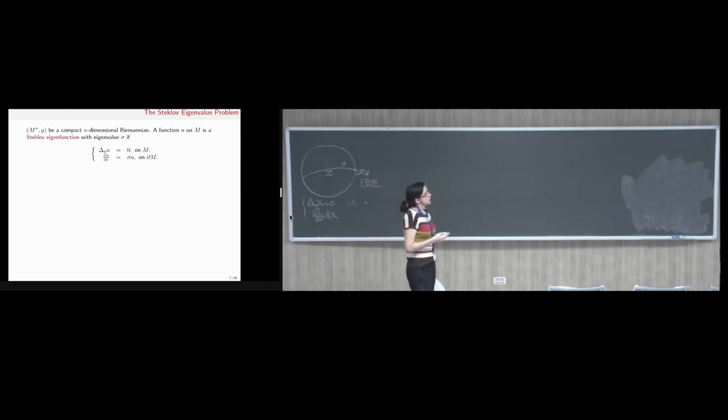Remember, first, do you remember the definition of the Steklov eigenvalue problem, right? Consider M, a manifold with dimension n. We say that a function defined in M is a Steklov eigenfunction with eigenvalue sigma if it satisfies this system, okay?